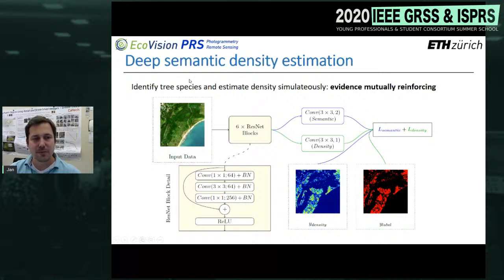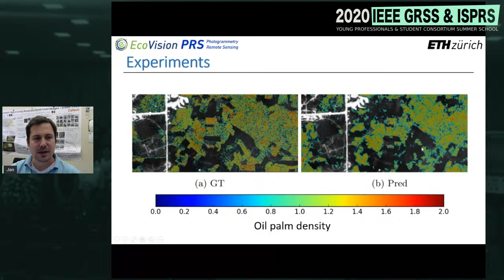We formulate this as a simultaneous task, because the evidence from the semantic segmentation and the counting task are mutually reinforcing. So we have the semantic segmentation, with a specific loss function, together with the density estimation task, which is a regression loss function. And we combine both. So in the end, we know where palm oil or coconut is growing, and we know how many trees are under each pixel.